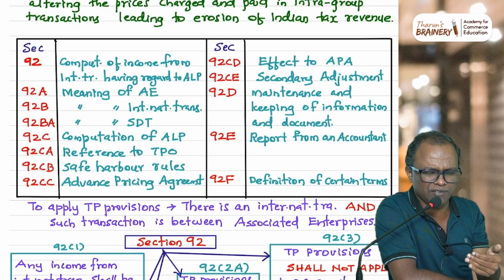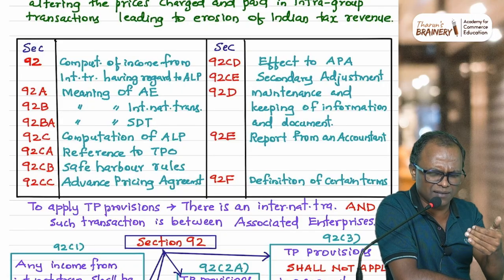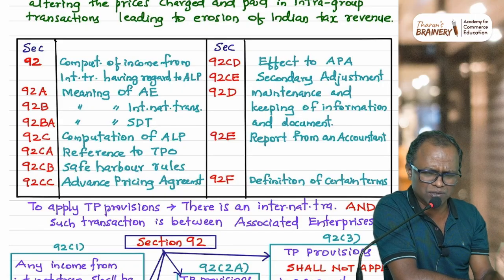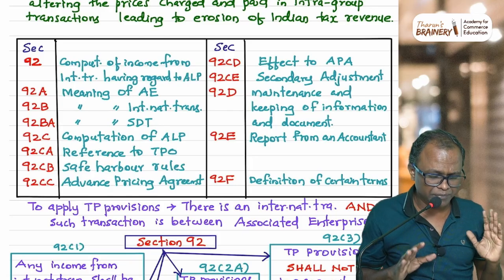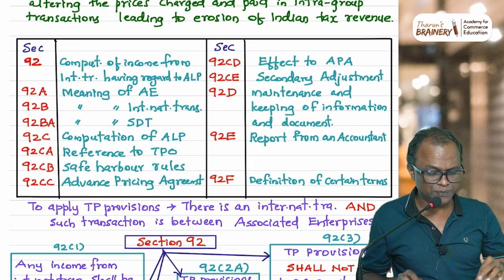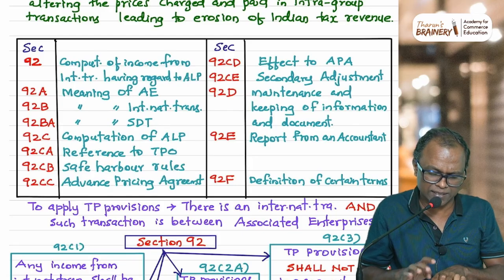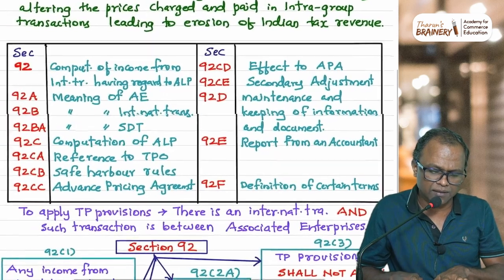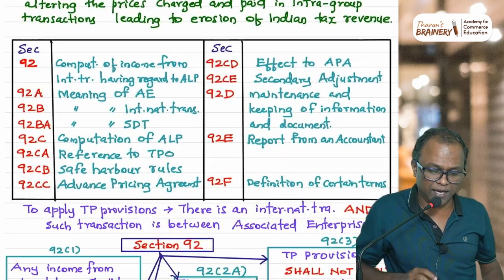For transfer pricing safe harbor rule, not detailed discussion in our study material. So that is not required. So what is the meaning of safe harbor rule? That's enough. Advance pricing agreement in detail, you have to go through it. That's very important. And then secondary adjustment, another important area.